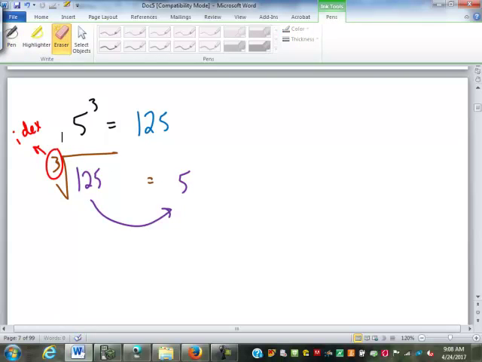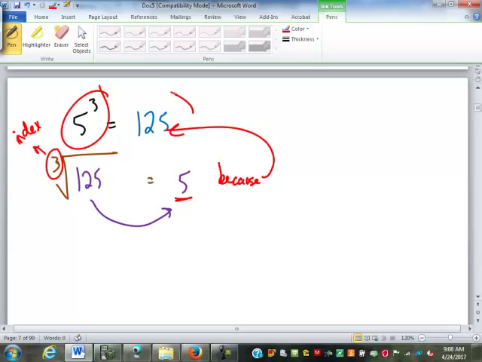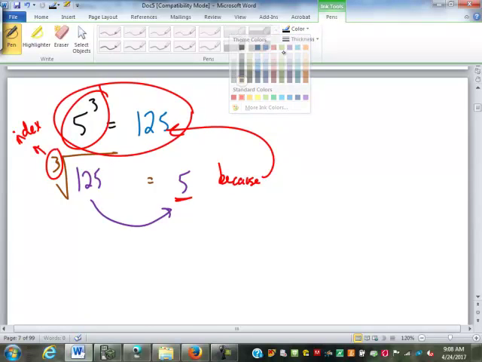And that's saying that this is not just a regular square root. It's saying this is a cubed root, which means it's supposed to reverse a third power. So the cubed root of 125 equals 5 because 5 to the third power is 125.